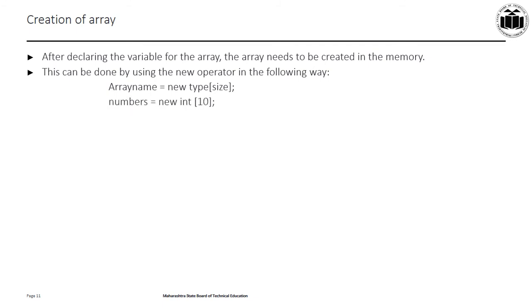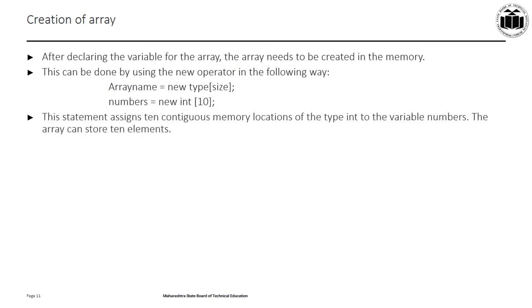So here is the example. Suppose I want to save 10 numbers into that array. So in the square brackets, I will mention the value 10. That means the size of that array. So in this example, numbers = new int[10]. That means I have reserved 10 memory locations for the numbers, which is the integer data type.